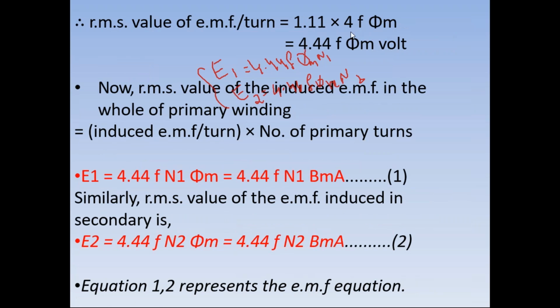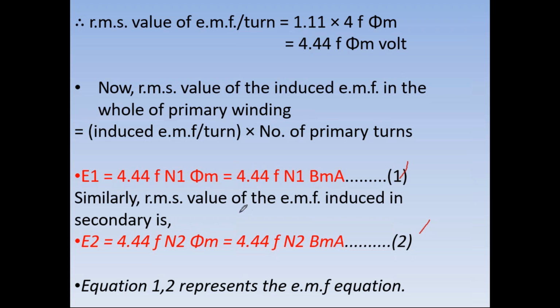Right. See here, the RMS value of EMF per turn we obtained is 4.44 F phi m. Now the EMF in the primary turns we can represent as 4.44 F N1 into phi m. So instead of phi m we can represent Bm into A. Similarly, the equation for the secondary induced EMF V2. These are the two important equations for the EMF equation of a transformer.